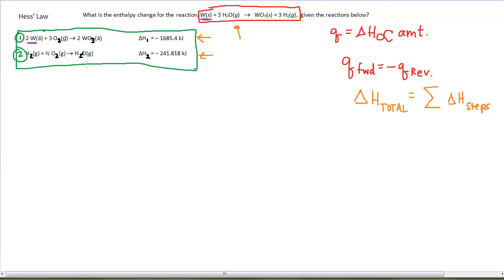And you'll come across these in your practice. But this tungsten only shows up in one place. It shows up in reaction 1. To match it, I want it on the same side of the arrow, and I want its coefficient the same.